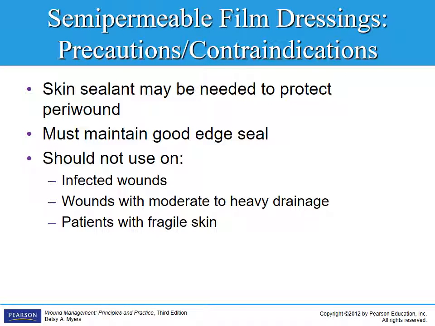So precautions and contraindications for these are, you may have to use a skin sealant to protect the peri-wound. Again, because you think about it, what are we sealing in? We're sealing in all the fluids. So the peri-wound can become macerated. So you may need to use a skin sealant on it before you put the semi-permeable film on. You have to have a good edge seal. In other words, it has to adhere to the skin surrounding the wound, the peri-wound skin, really well to seal in all of the moisture and to be a barrier to bacteria.